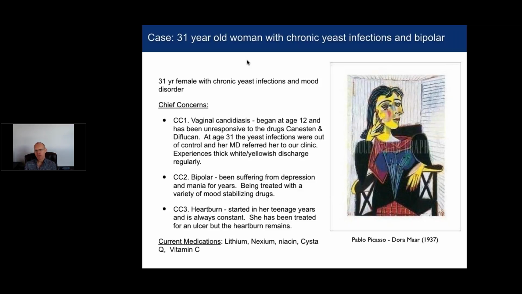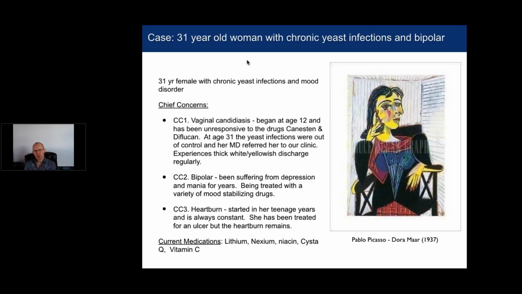In addition to having the vaginal candidiasis, the patient also suffered from bipolar disorder. So she had various mood disorders where she swung from being depressed to being manic. She also had a chronic urinary tract infection of some sort. They called it interstitial cystitis. Nobody knew what it was. She also suffered from heartburn, which started when she was a teenager. They treated her with antibiotics to deal with an ulcer, but the heartburn still remained. So what I suspected was going on is that her gut was probably full of yeast that had some kind of drug resistance against the conventional antifungals.